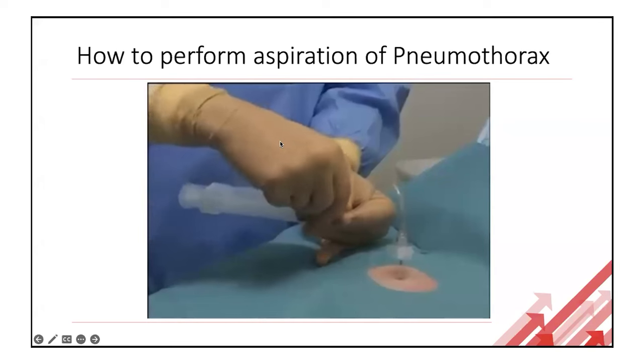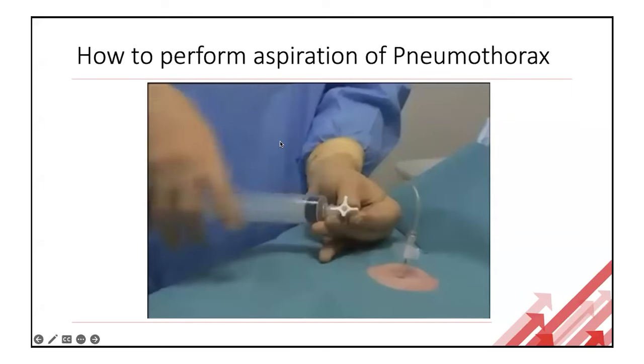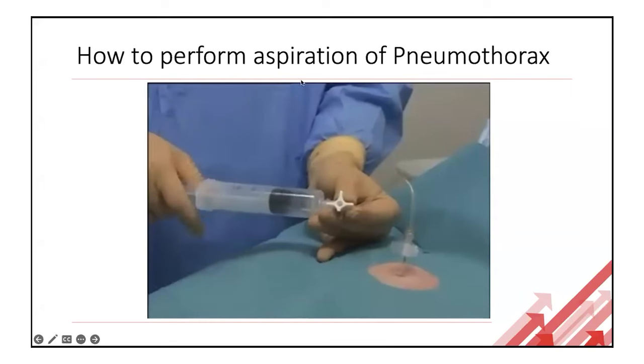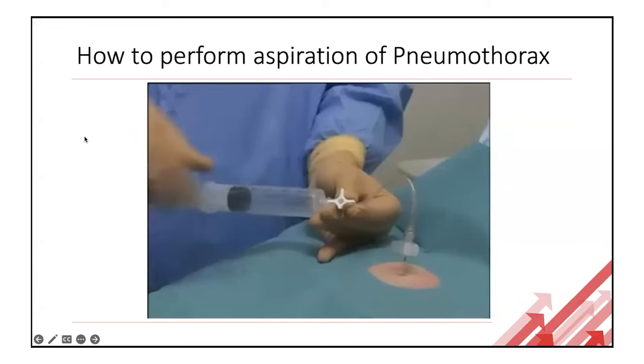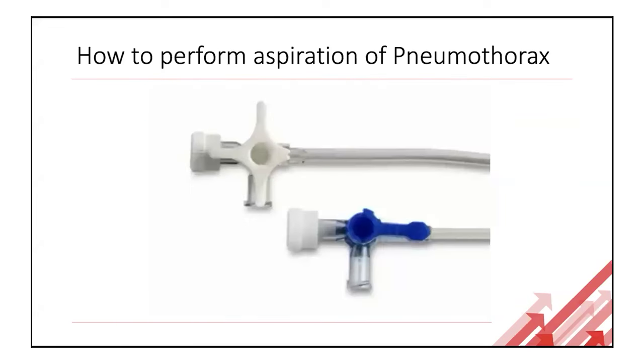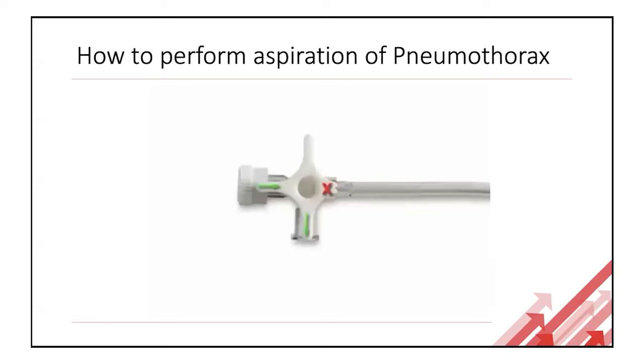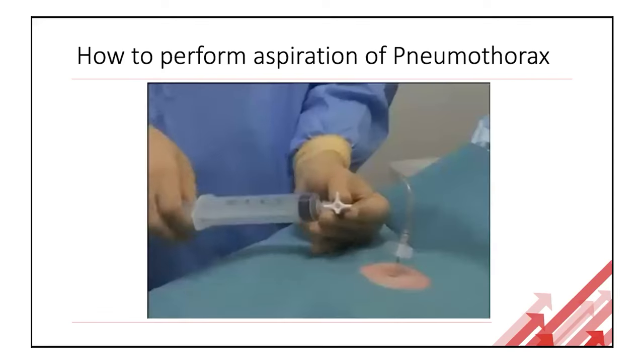The correct manipulation of the three-way stopcock is crucial, as the connection of a side port to the ambient air will entrap air in the pleural space and increase the pneumothorax. Numerous models of stopcocks exist, and you should be familiar with those used in your institution. The three white arms of the stopcock used in this video point to an open side port, while the side without an arm points to an obstructed side port with a closed end.